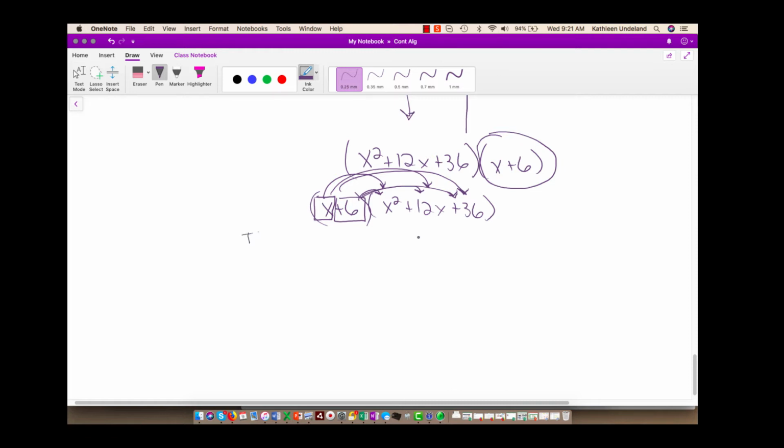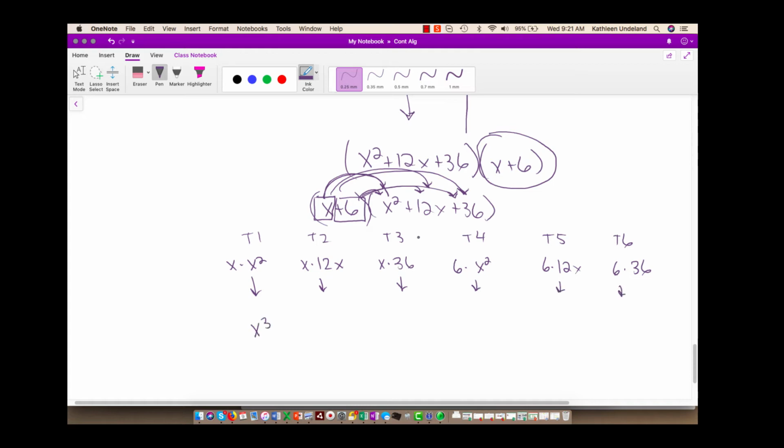All right, so I'll put T1, T2, T3, T4, T5, and T6 for those 6 terms, just to keep it straight. So first I'm going to do x times x squared. And then I'm going to do x times 12x. And then x times positive 36. That distributes the x times everything. Now I'll do the 6 times each of those 3 terms. 6 times x squared, 6 times 12x, and 6 times 36. So now evaluate each term.